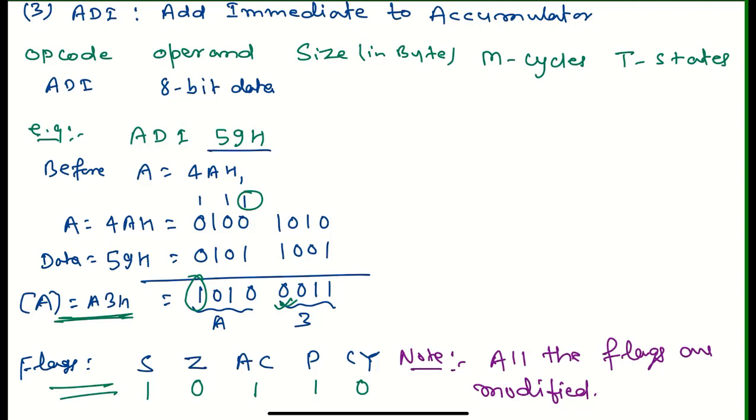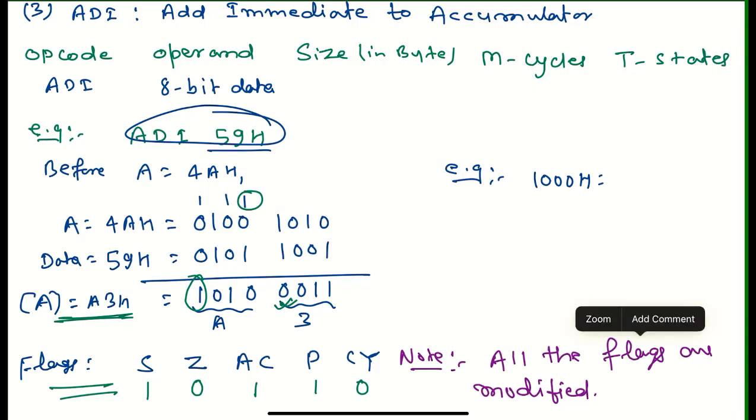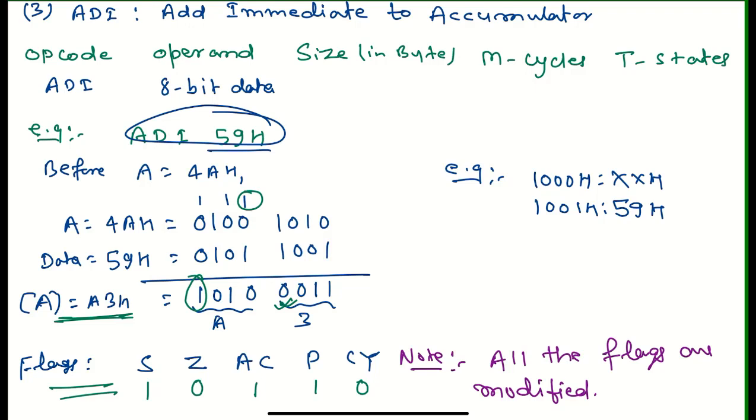How can we find out the size? Let's say before execution of this instruction, this instruction is stored somewhere at our assumed location, 1000H. At this 1000H, let's say the opcode XXH will be stored first, and at the very next location, 1001H, this data 59H will be stored. So before execution, this will be stored in the memory, and first of all we have to look at the size. It is occupying two memory locations, so the size will be 2 bytes here.